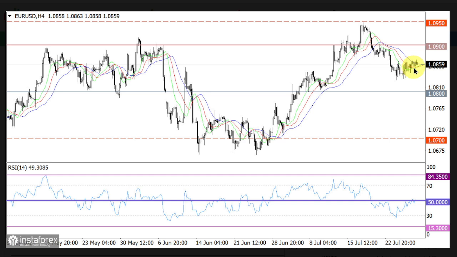The bearish movement will come into play if the price falls below the 1.0825 mark. In this scenario, there is a high probability of reaching 1.0800, with an attempt to break through it.